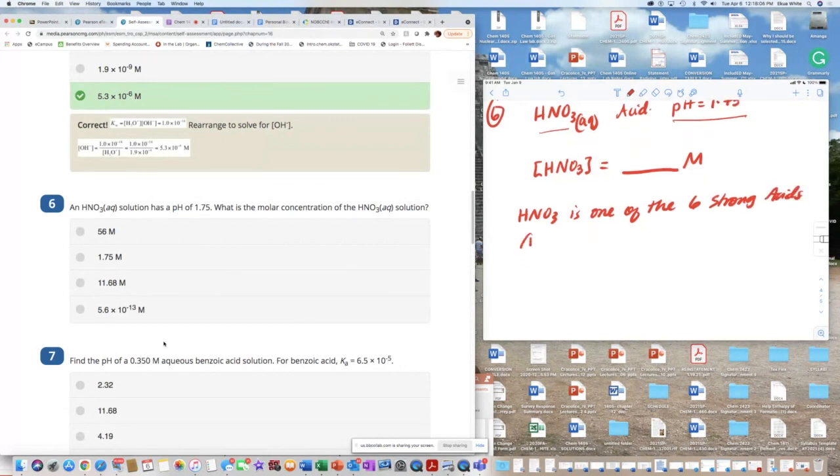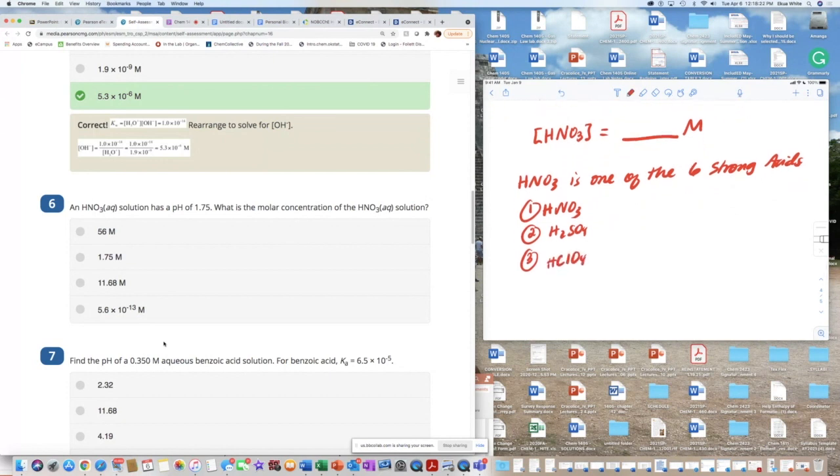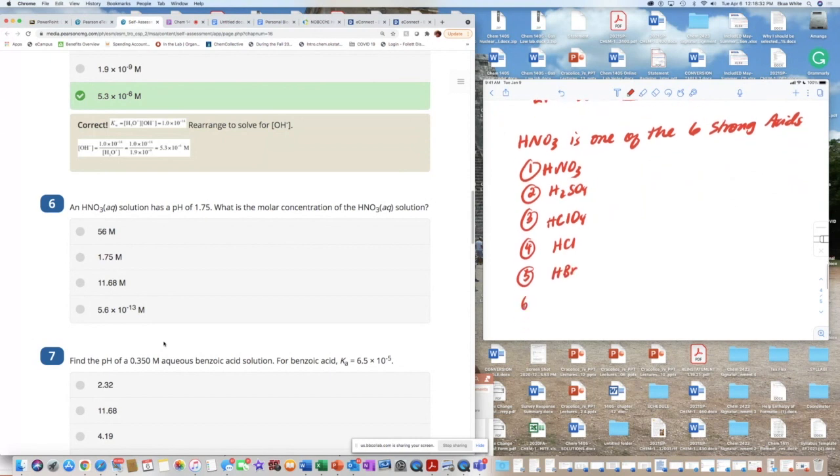While I'm here, the 6 strong acids were HNO3, the other one was H2SO4, the other one was HClO3, HClO4. Then we had the 3 binaries, HCl, HBr, and HI. Because I am reviewing, I am not just preparing for the questions I am seeing.